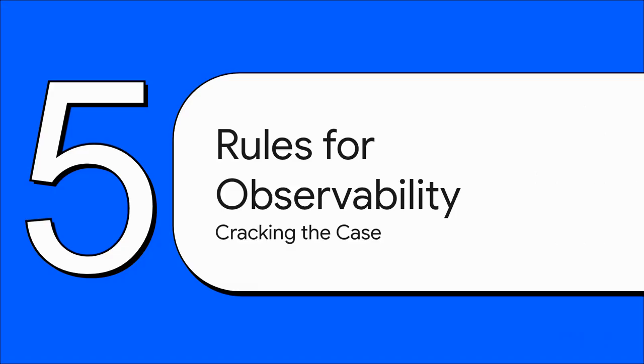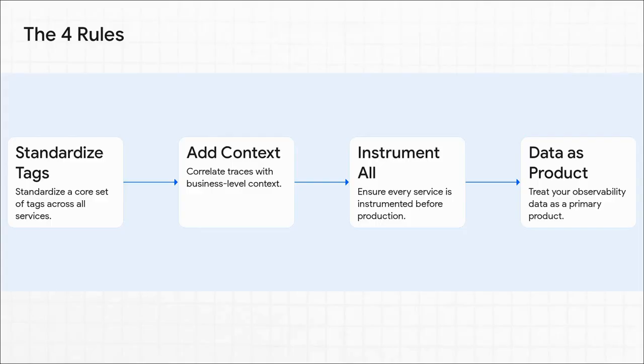So how can you build your systems so that solving these cases becomes routine instead of a panic? It really comes down to a few key principles, a kind of observability playbook. It really all boils down to these four rules. First, standardize a core set of tags so that customer.tier means the same thing everywhere. Second, always correlate your traces with business context. Don't just track service names, track feature flags and user types. Third, and this one's huge, make instrumentation mandatory. No service gets deployed to production without it. And finally, treat your observability data as a product. It needs to be curated, it needs to be reliable, and it needs to be valuable.